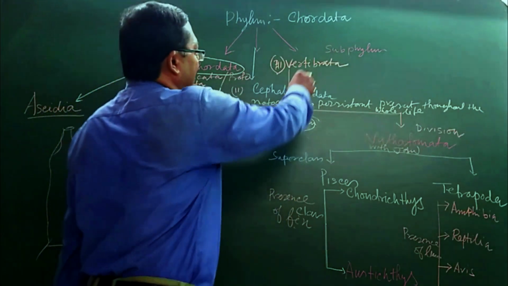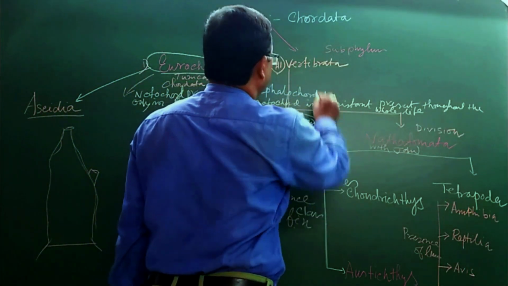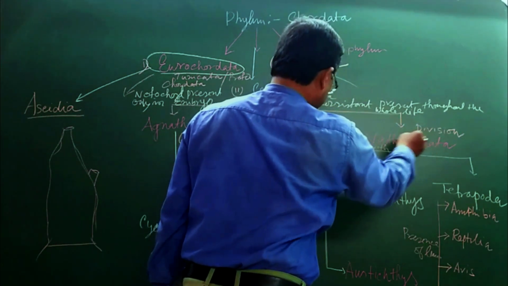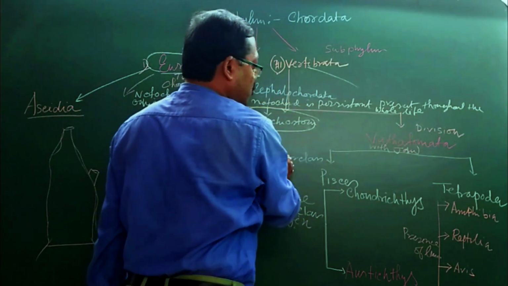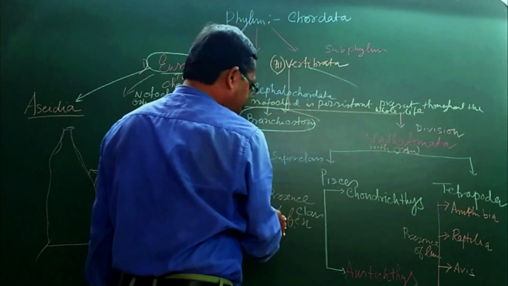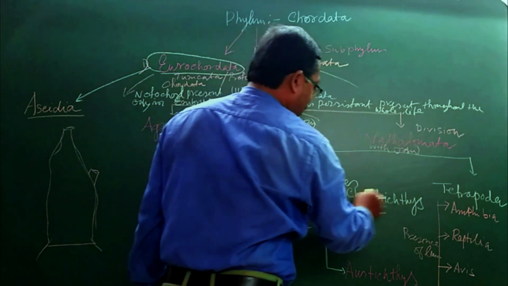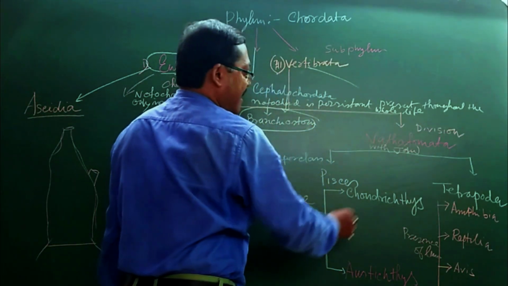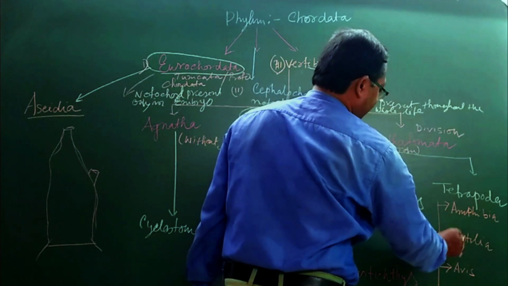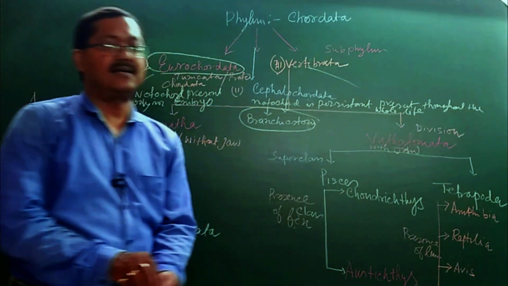And vertebrata includes cyclostomata and the division gnathostomata, and these gnathostomata are divided into two superclasses, Pisces and Tetrapoda. Pisces are divided into two classes, chondrichthyes and osteichthyes, and Tetrapoda contains four classes: amphibia, reptilia, aves and mammalia.